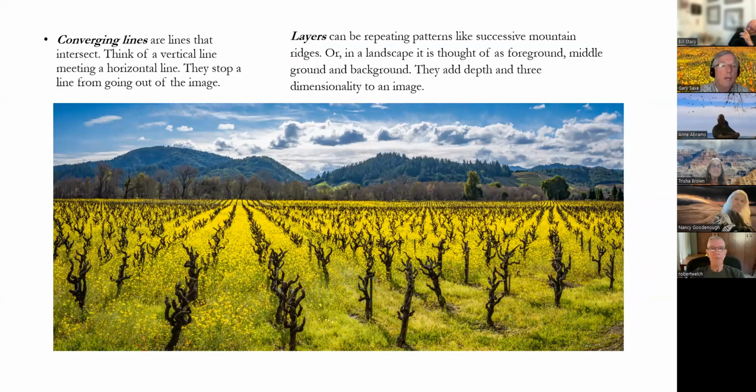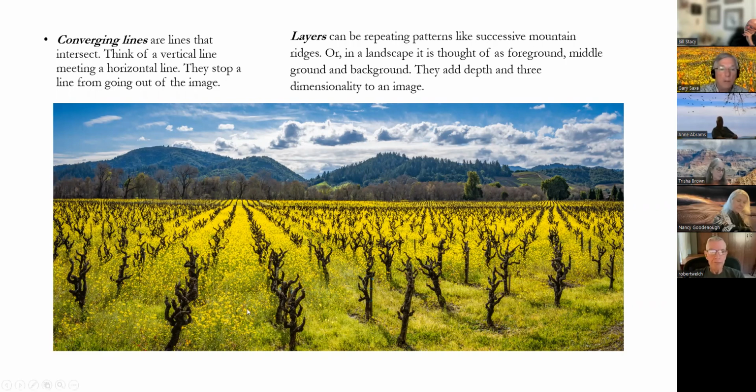Okay, converging lines are lines that intersect. Think of a vertical line meeting a horizontal line. They stop a line from going out of the image. Layers can be repeating patterns, like successive mountain ridges, or in a landscape it is thought of as foreground, middle ground, background. They add depth and three-dimensionality to an image.